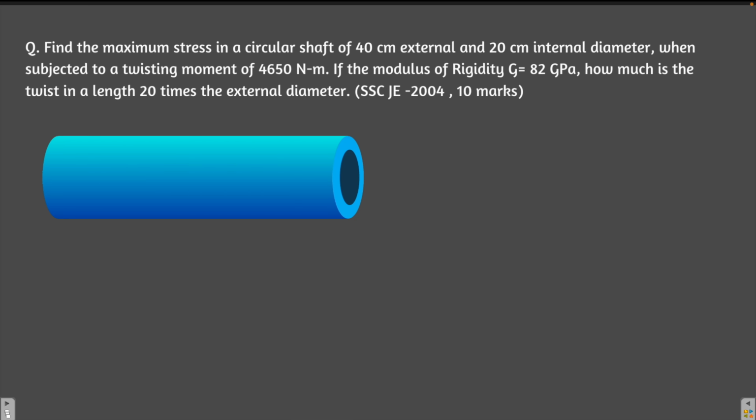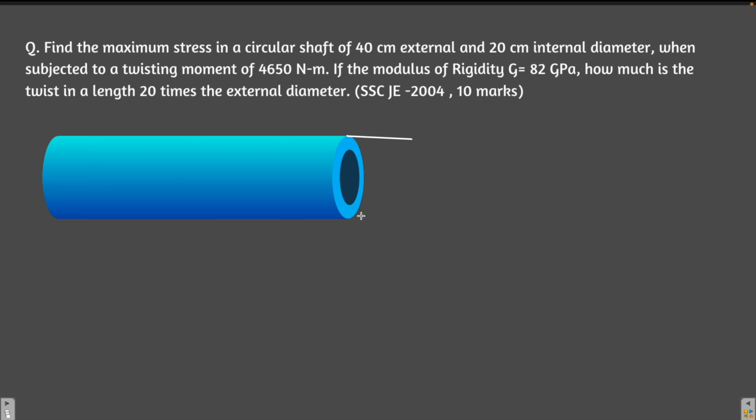Hello everybody. So here is our next question about torsion. The question says: find the maximum stress in a circular shaft of external diameter 40 centimeter and 20 centimeter internal diameter. So what's given here?